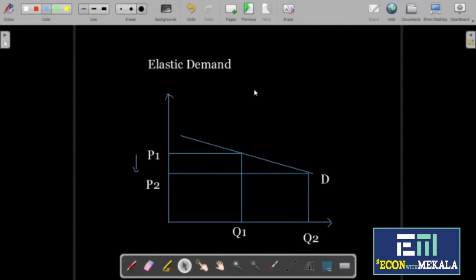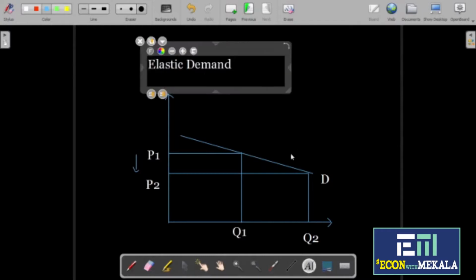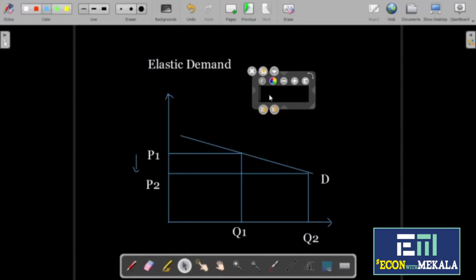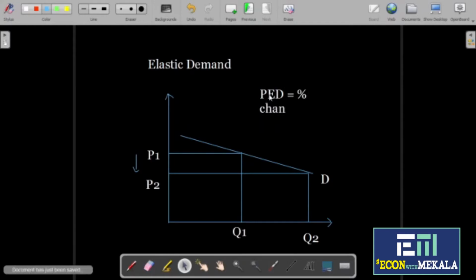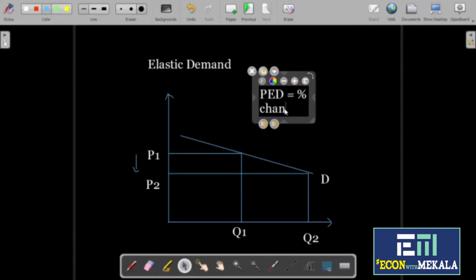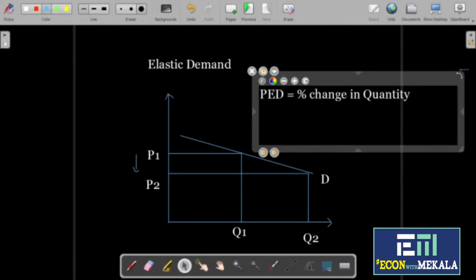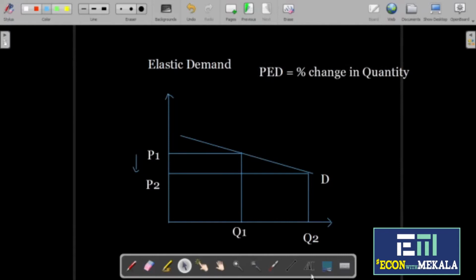Now, if we need to calculate price elasticity of demand, we need to use the PED formula. I hope everyone can remember the PED formula we used earlier in our previous lessons. In simple terms, price elasticity of demand, PED, is percentage change in quantity divided by percentage change in price.